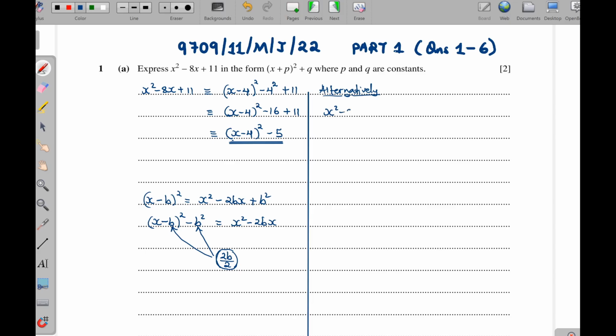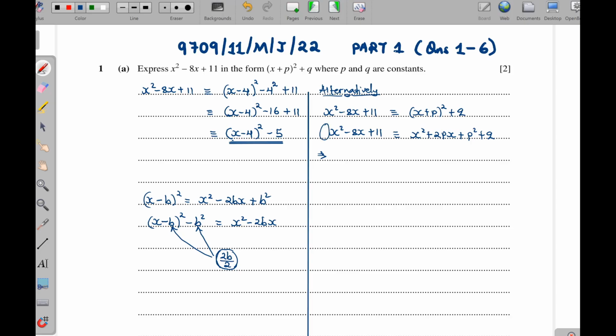So x squared minus 8x plus 11 will be the same as (x plus p) squared plus q. So when we open here, we shall have x squared, then plus 2px, then plus p squared, then now there is this plus q, and then of course this one is equal to this other one here. Now we can equate coefficients.